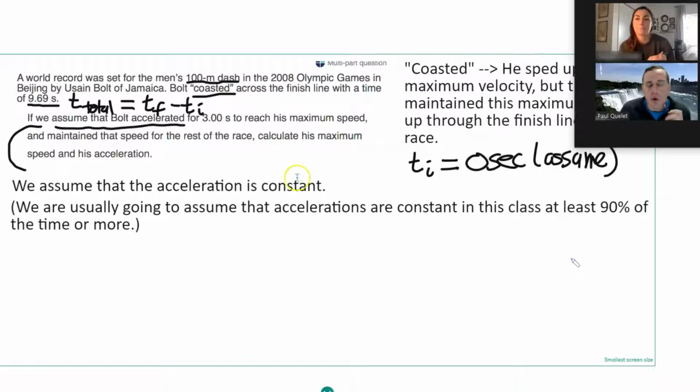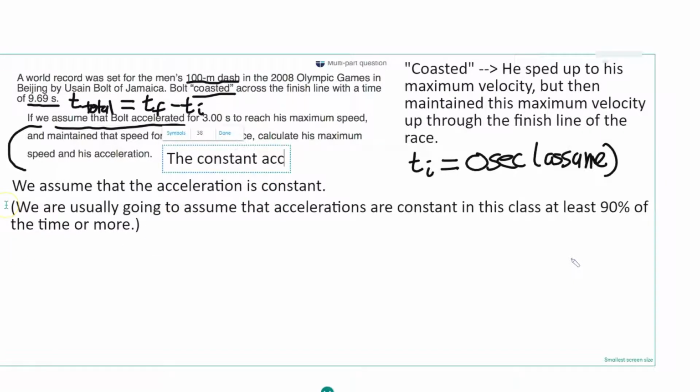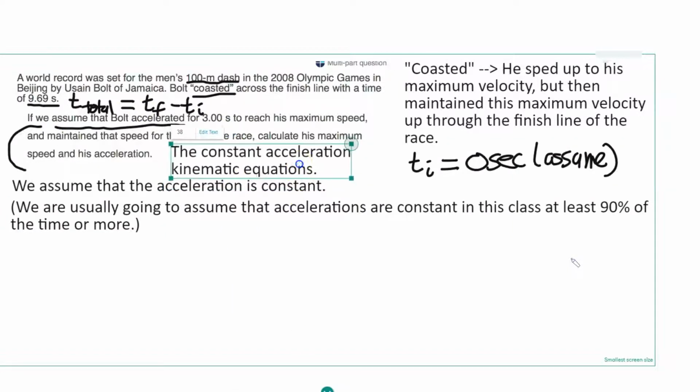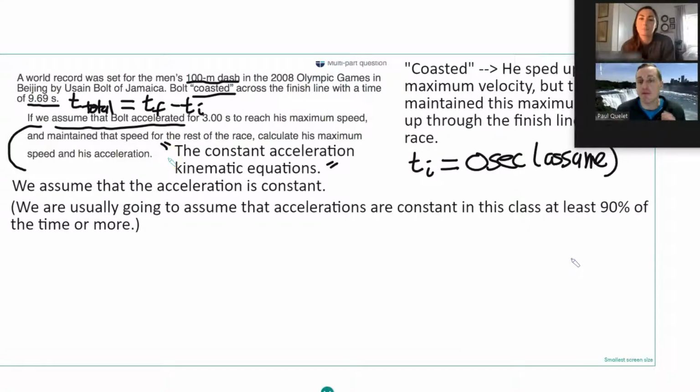So what I'm saying is that when we assume these constant accelerations, it turns out we can write down certain equations in physics in terms of the constant accelerations. In fact, do you know what those equations are called? They're called the constant acceleration kinematic equations. Does that sound familiar from class? So the kinematic equations are equations that relate various motion variables to one another.